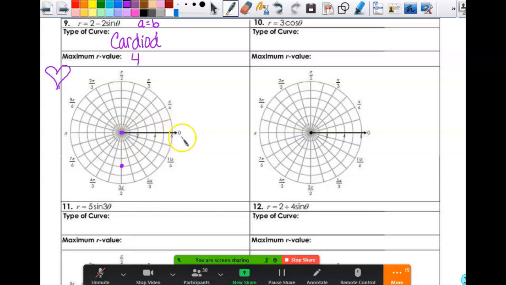This is when theta is 0. So if theta equals 0, I want to figure out what the R value is there. I'm going to substitute it into this. So I'm going to get R equals 2 minus 2 times sine of 0. Well, what's the sine of 0? 0, right? So this whole thing zeroes out and you get R equals 2. So when theta is 0, my R value is 2. I could substitute pi in, but I know this thing is symmetric, so if it's going to cross here, it's going to have to cross here. And remember, it's not a heart that looks like this. It's like a fat heart.